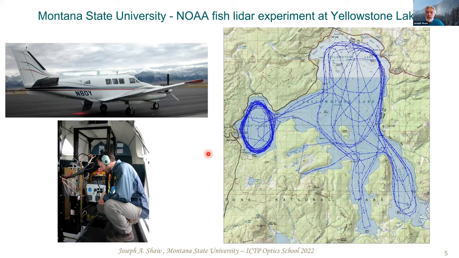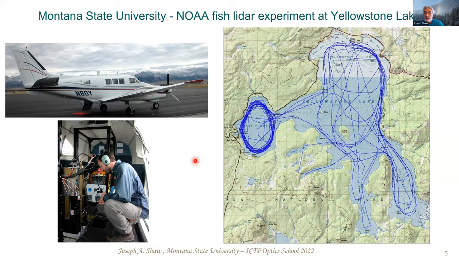So what we did is we collaborated with NOAA, with Jim Chernside's group at NOAA, and we flew the LIDAR in a rented airplane round and round and round and round the lake. And we spent a lot of time over here in what's called the West Thumb, because they know there are lake trout here. They do not know, well, they know now, but they did not know at the time where else there were lake trout. They suspected that maybe there were lake trout down here in what's called the Southeast Arm. But that's too far away for them to really check easily.